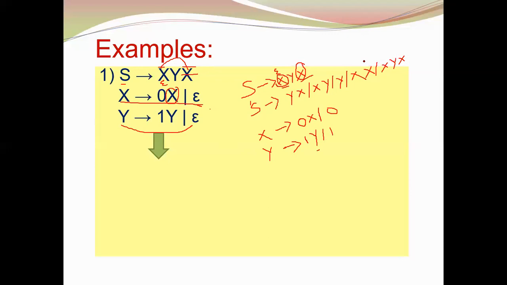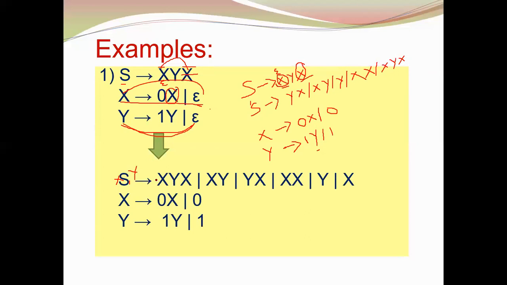Can all of you follow? My grammar is S tends to X Y X, X tends to 0X, Y tends to 1Y, and again X tends to epsilon, Y tends to epsilon. You have to find where we can substitute the epsilon, since X and Y have the value epsilon. So you have to substitute this epsilon in the position where you can find the X and Y. You have to write all the possible cases. First, you have to start with the same production, that is X Y X. So finally, my output is like this.